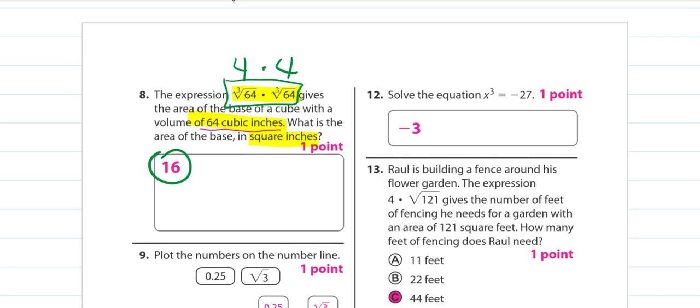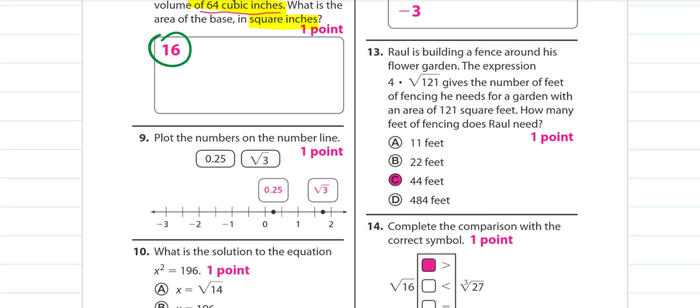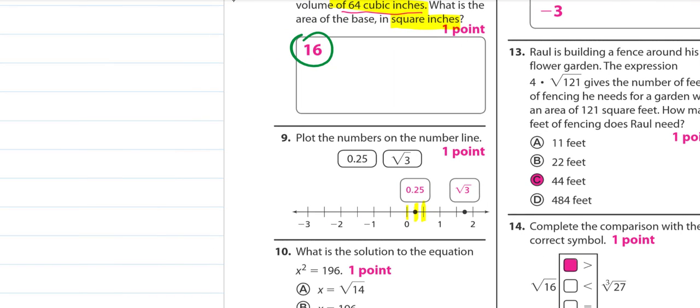Okay. So for number 9, let's move on to number 9. We're being asked to plot those numbers on a number line. So 25 hundredths, we know this is like having 25 cents, right? So it's between 0 and $1, and it's more even between no money or 0 and 50 cents. We should have 25 cents or 25 hundredths.